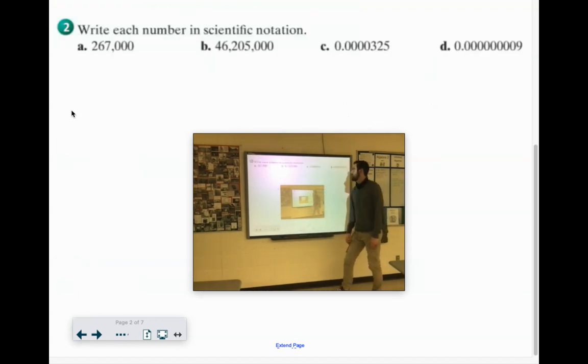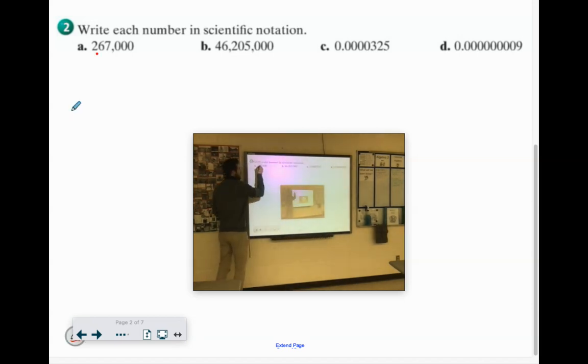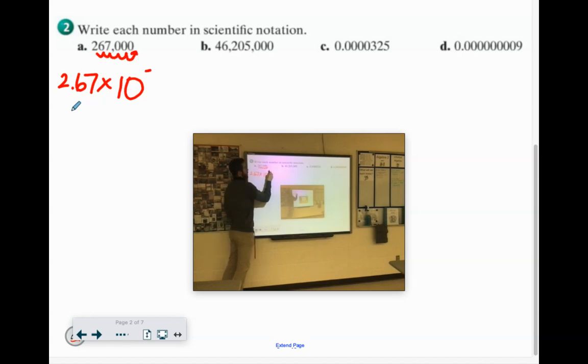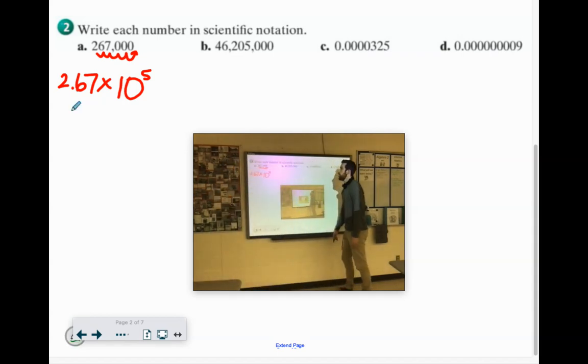Write each number in scientific notation. 267,000. It would have to be 2.67 times 10 to the, it's a very large number, so let's see, 1, 2, 3, 4, 5, 10 to the 5th. B is also a very large number, 46,205,000. So the decimal would have to go after the 4.